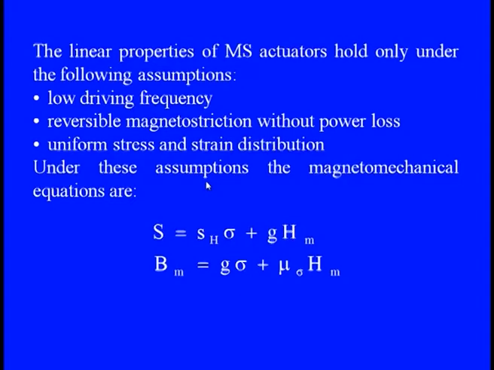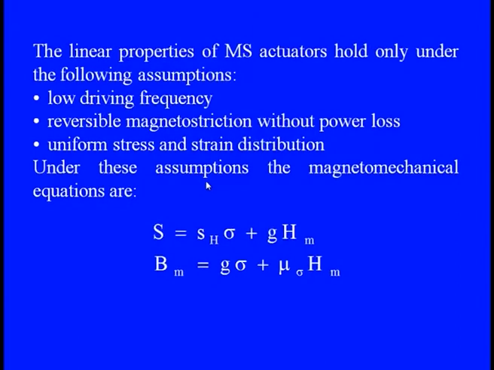When we are just adopting the loading and unloading features, we are assuming a uniform stress and strain distribution. And when such things can be achieved, then we can say that there are two main equations which clearly relate the magnetic field, and how these stress and strains are there.